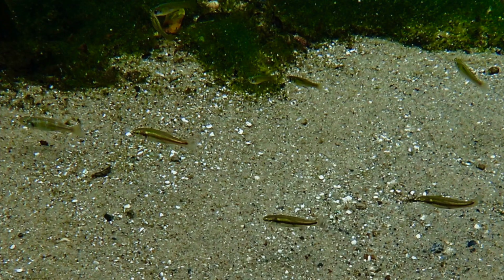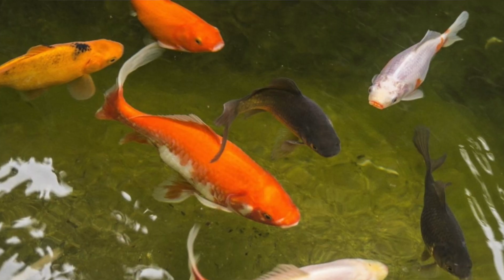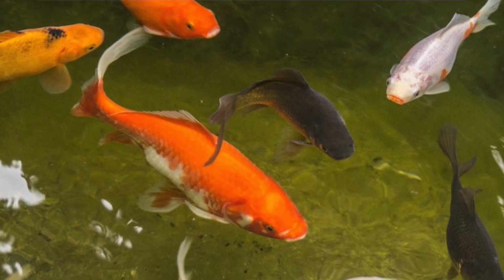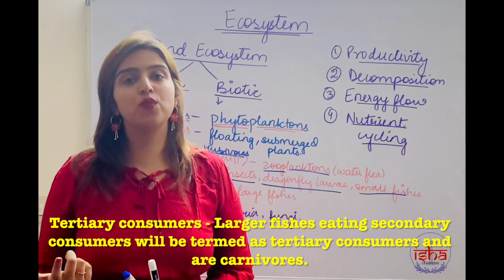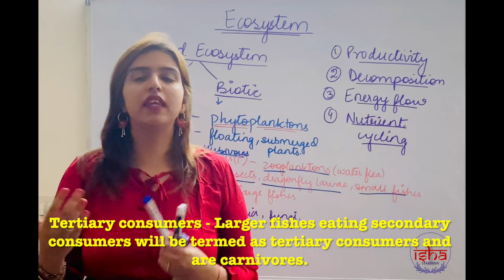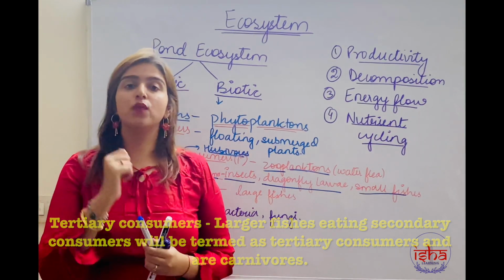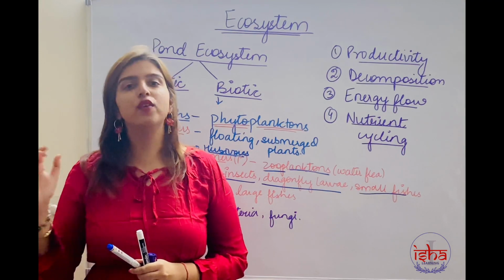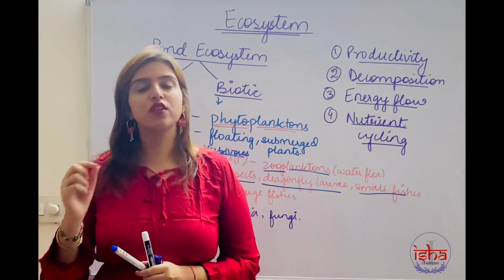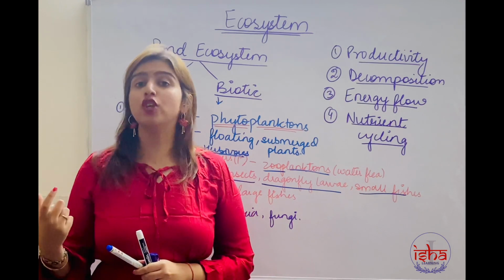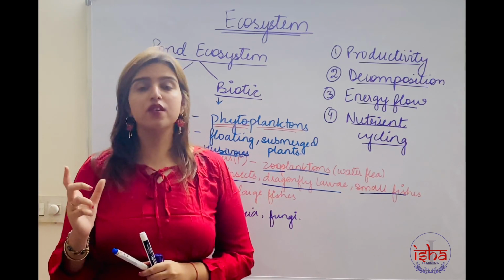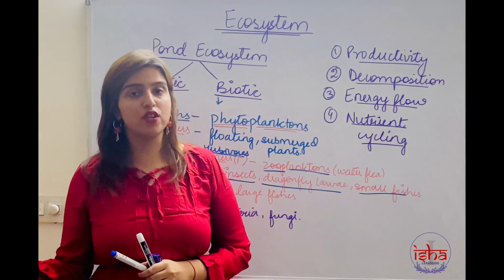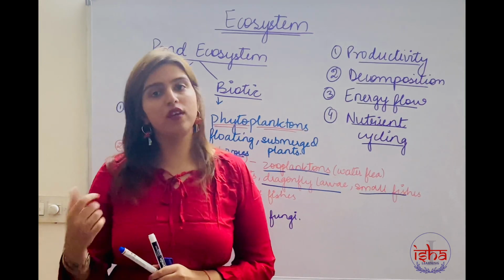Now these small fishes naturally would be eaten up by larger fishes. They are also going to be carnivores. These larger fishes will be termed as tertiary. क्या sequence होता है? The sequence is primary के बाद क्या आता है? Secondary, then tertiary, then quaternary and so on. So third level पे we use the word tertiary. So these tertiary consumers are going to be larger fishes that are going to consume the smaller fishes.